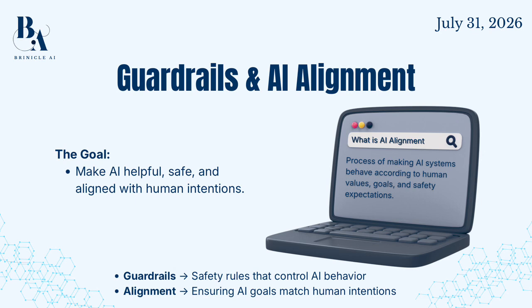Easy example with an AI assistant. You ask, "Help me write an email." The AI understands your goal: make it professional, keep your meaning, don't change your intention. Guardrails: the AI avoids adding private information, creating harmful content, and making false claims. So guardrails are safety rules that control AI behavior. Alignment: ensuring AI goals match human intentions.